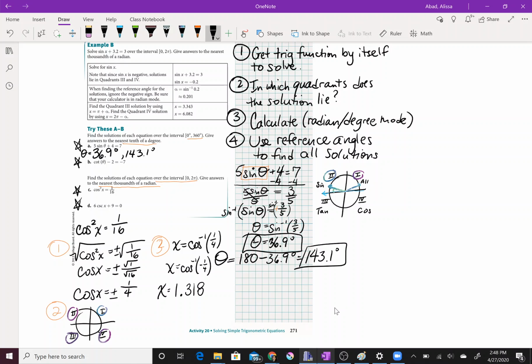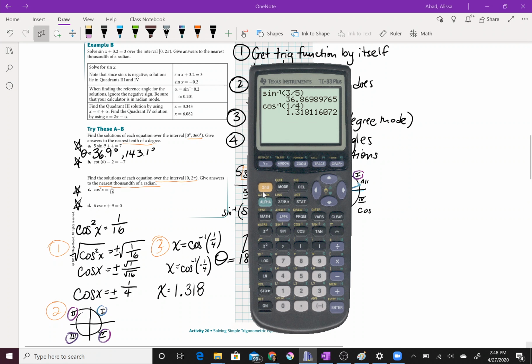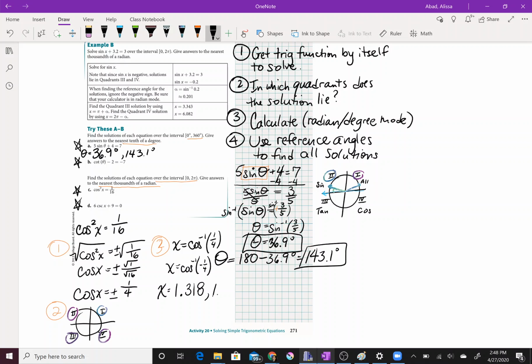So that's one of my solutions. Let me see if it's going to be a little different if I put in a negative 1/4. So let me enter that again, but instead I'm going to put negative, and make sure you're using that negative sign here. And I end up with 1.823. Okay, now we're not used to seeing radians in this decimal form.